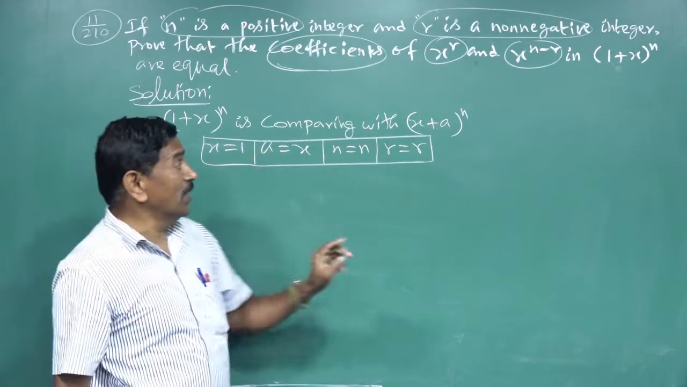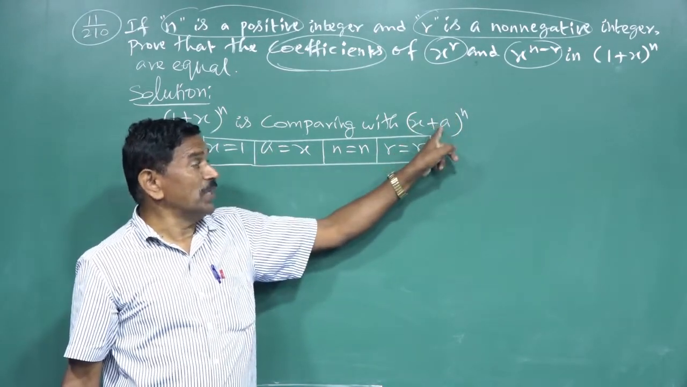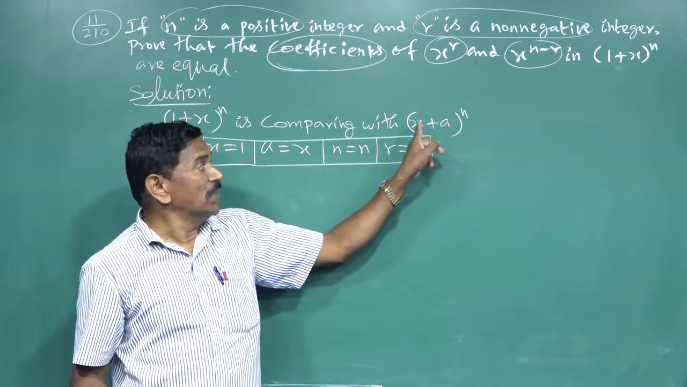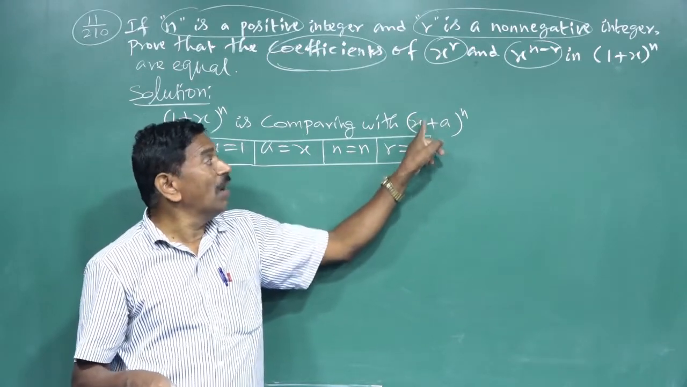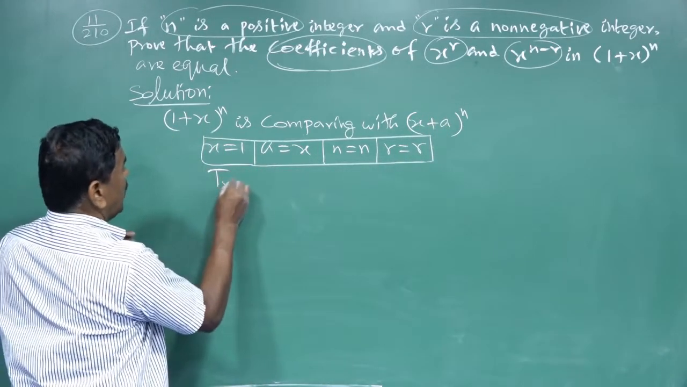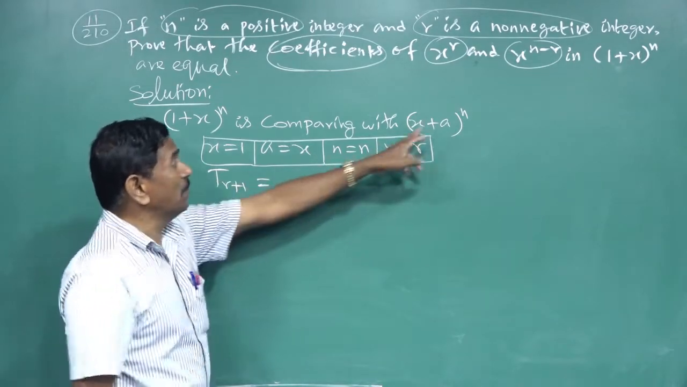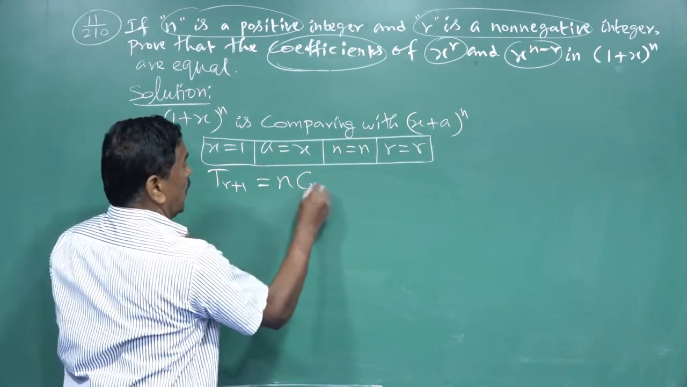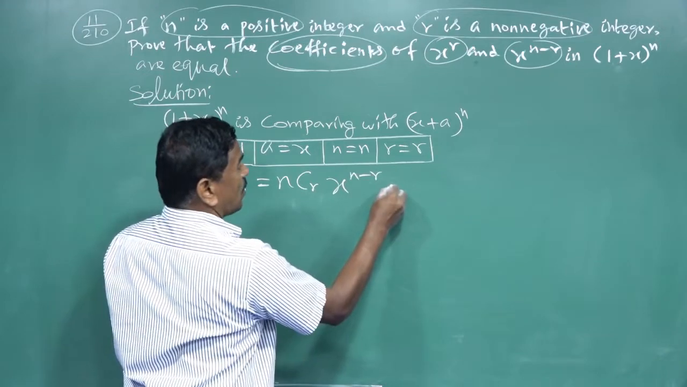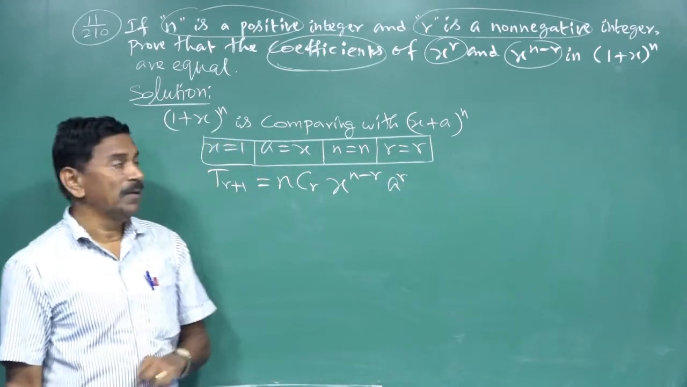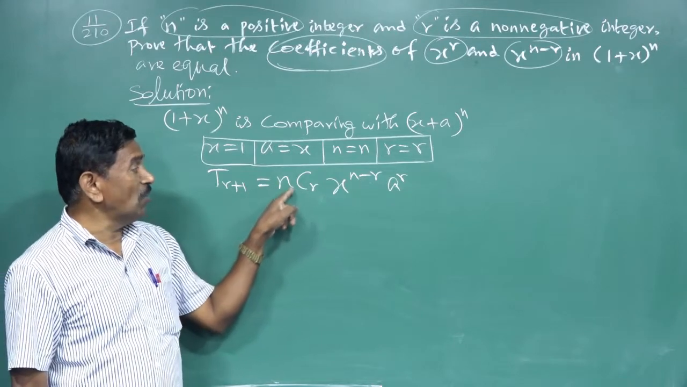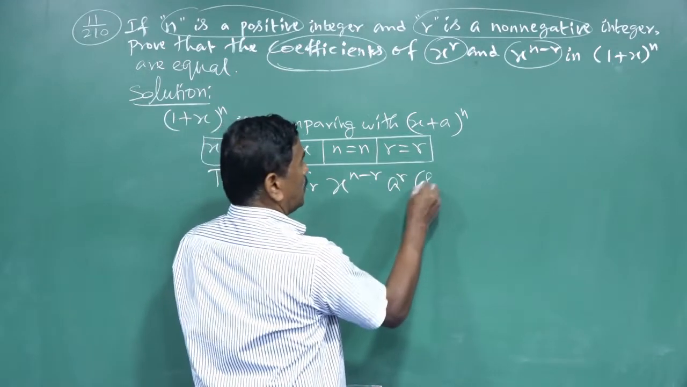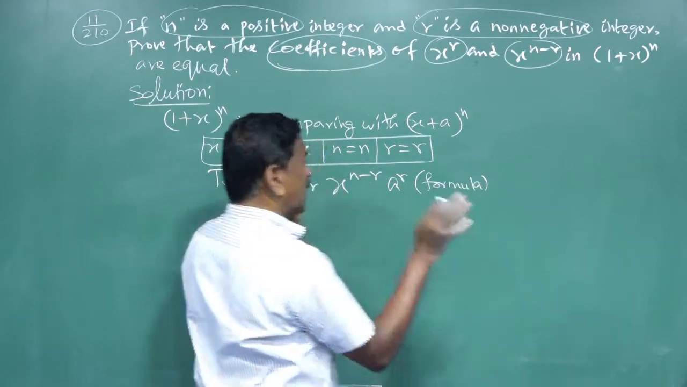Comparing with (x plus a) the whole power n, we know the general formula. The general term is given by the formula t(r plus 1) is equal to nCr into x power n minus r into a power r. That is the formula. The general term formula is ready.